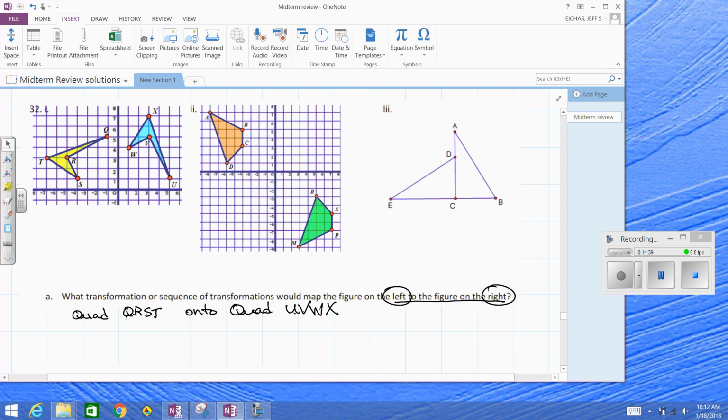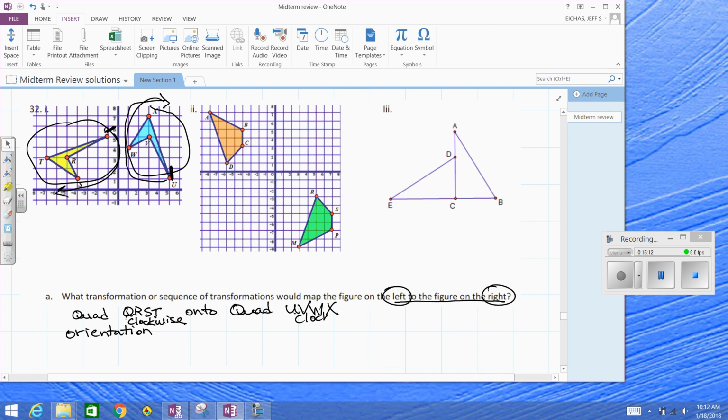So what I check first is I always check orientation. That will tell me if a line reflection was used or not. So I circle and I start at Q and I move to R. That is in a clockwise direction. Then I go to quad UVWX. I start at U, I move to V, then to W, then to X. It's going that way, also clockwise.